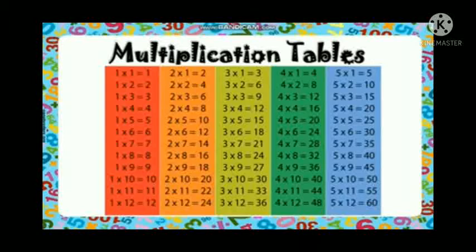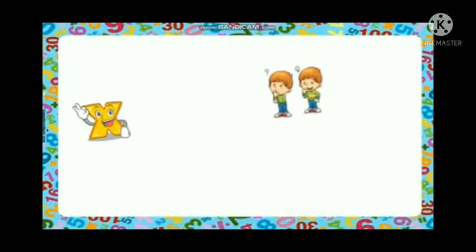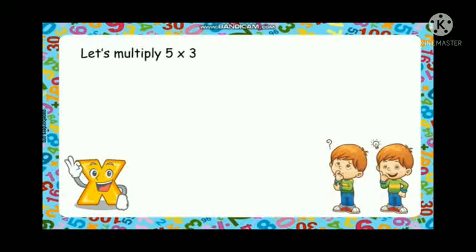I hope you have recited not all tables but at least a few tables, because using the tables we will learn multiplication examples. That is, one digit multiplication examples we are going to solve. So let us multiply 5 multiply 3. Now that is in horizontal form, so we will arrange the numbers vertically.